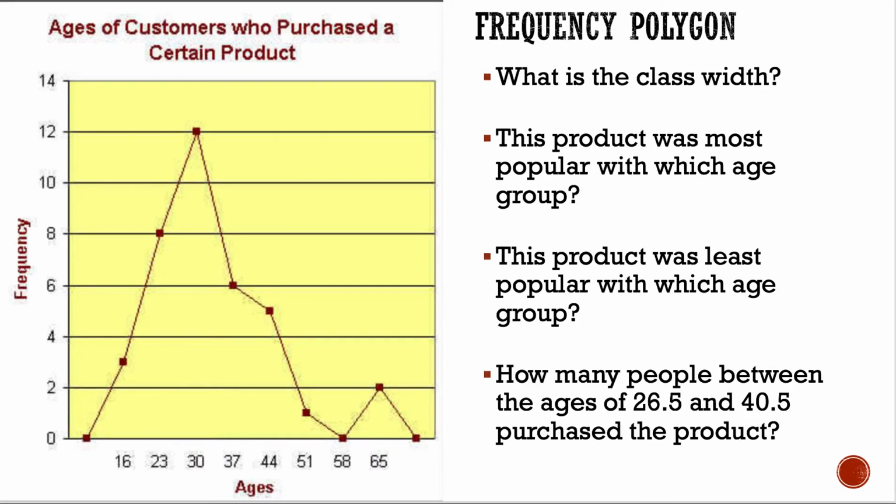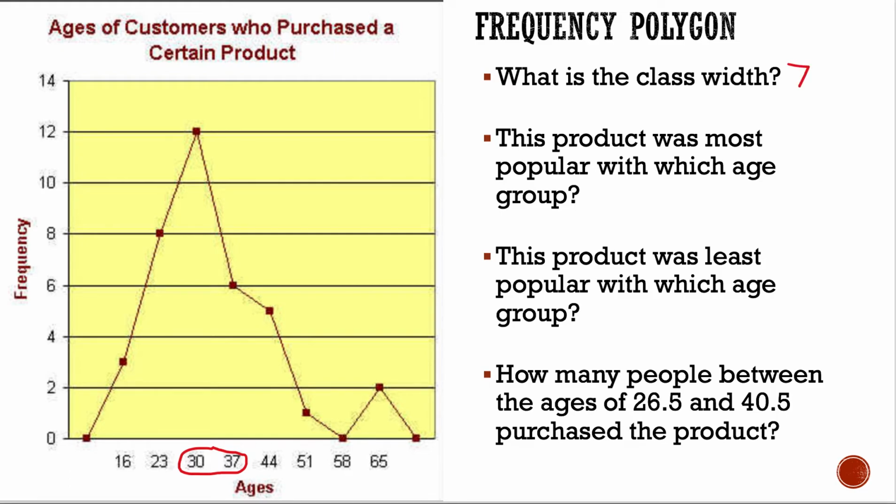All right, for a frequency polygon, remember that you have the midpoints across the bottom and the frequencies up the side, and it looks like a line graph. Again, be sure that you take a few minutes and review this, or at least pull it forward in your notes. What is the class width? Remember that the width can be found by looking at the difference between the midpoints on the bottom. So this is an easy one right here. The difference between 30 and 37, that width is 7.